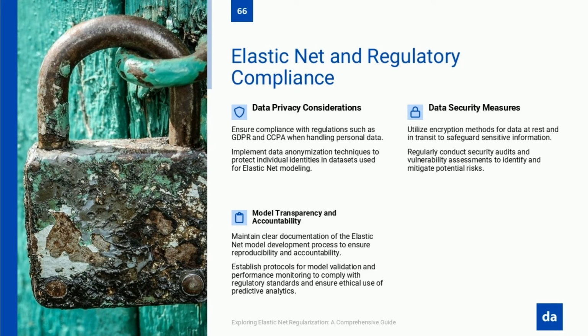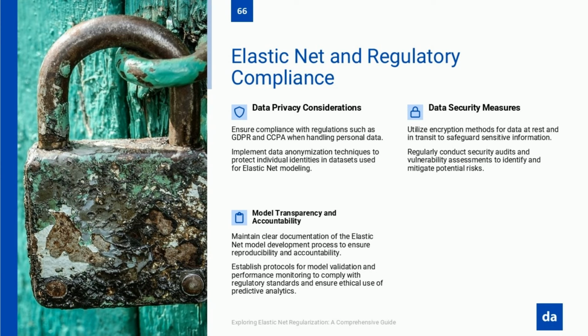In the financial sector, compliance with laws like the Equal Credit Opportunity Act, ECOA, and the Fair Credit Reporting Act, FCRA, is essential. These regulations prevent discrimination in lending and require that credit decisions be fair and explainable. Because Elastic Net reveals which features impact predictions, it allows financial institutions to justify loan approvals or rejections in a way that aligns with compliance requirements.